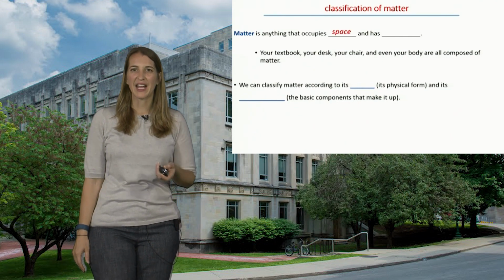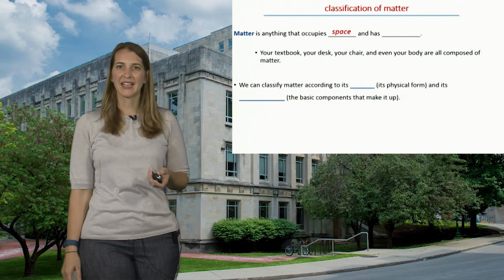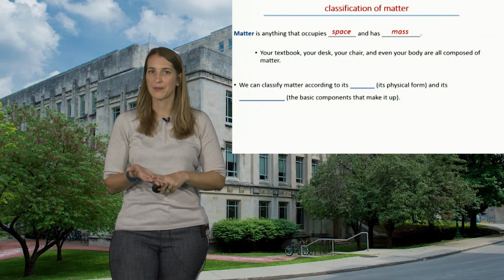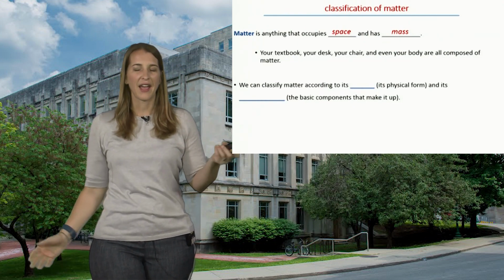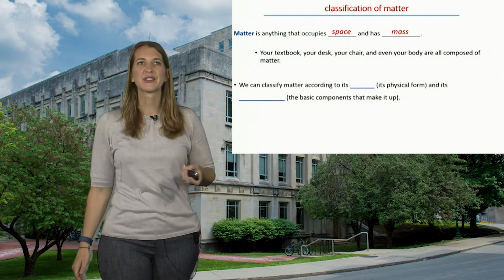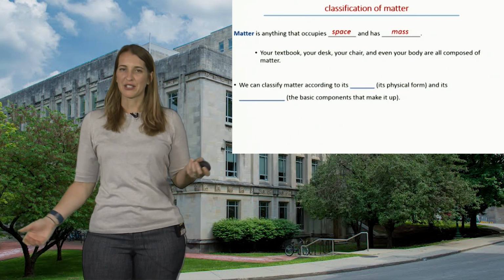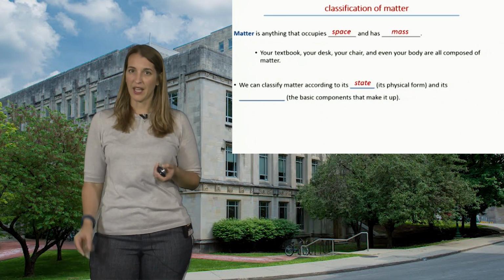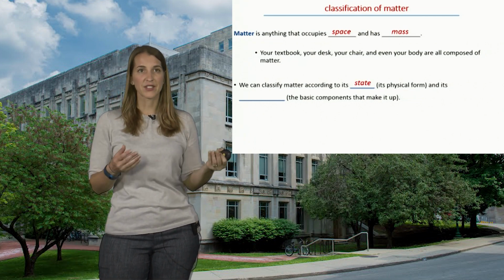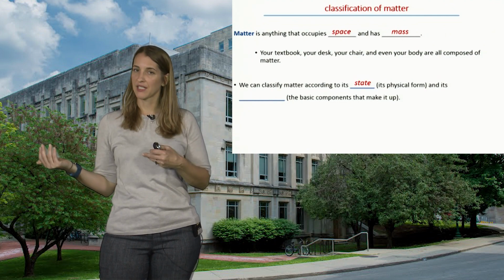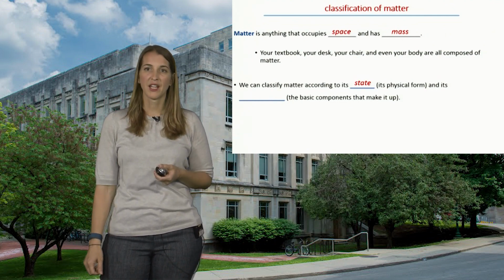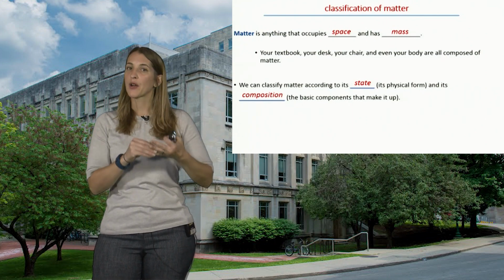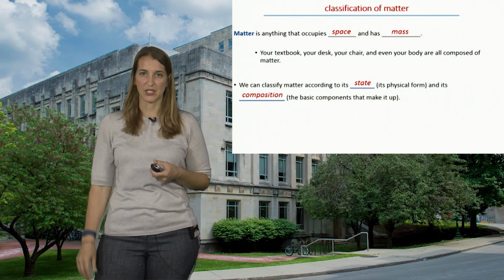Matter is anything that occupies space and has mass. So it takes up space, has mass, and that's matter, and that's what we'll be studying here. Everything around you, your textbook, your desk, your chair, your body, all composed of matter. We will classify matter two ways. First is by its state, and that's its physical form. We'll look at that in the last video of this chapter. And then in this one, we're going to be looking at its composition. What makes it up and how can we separate it based on composition?